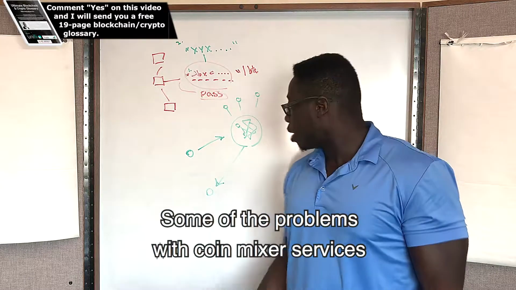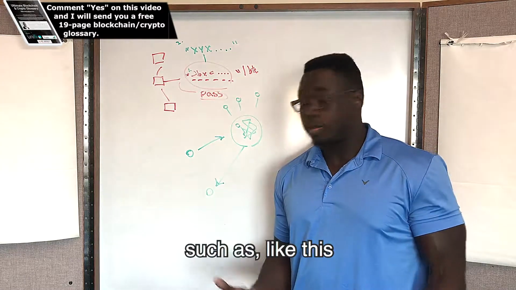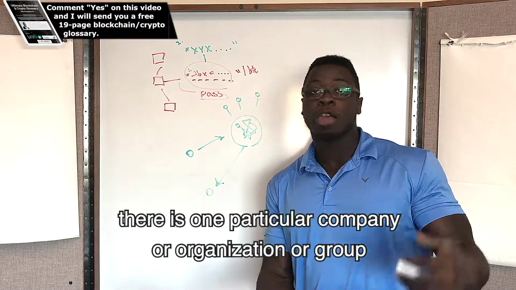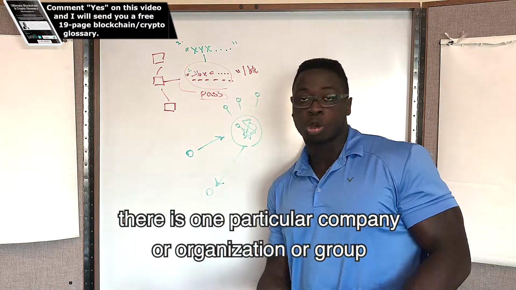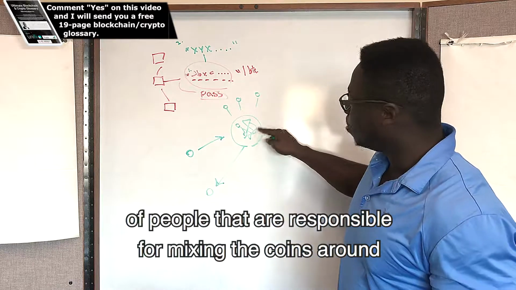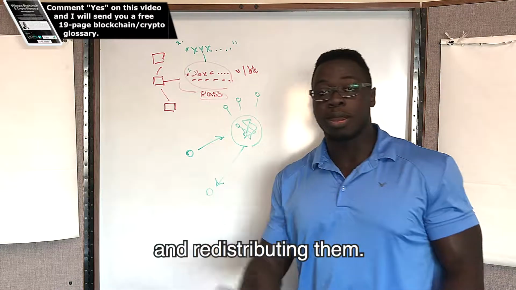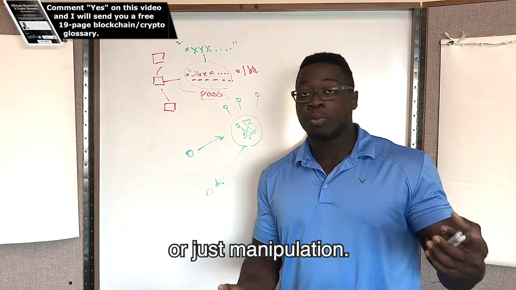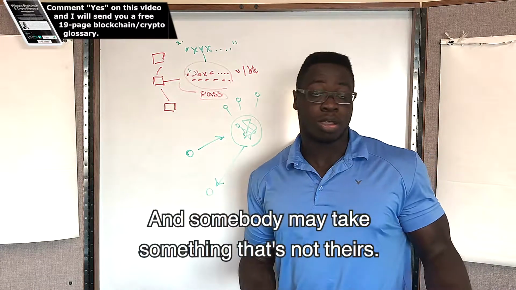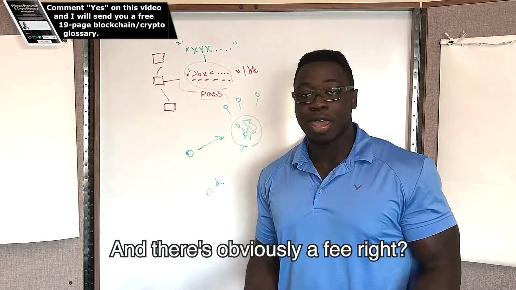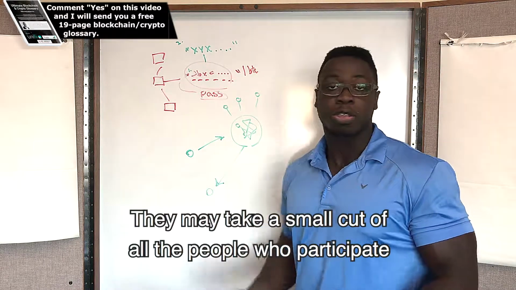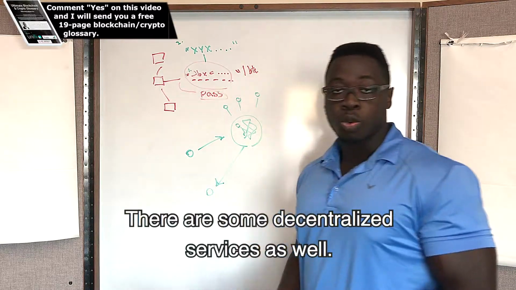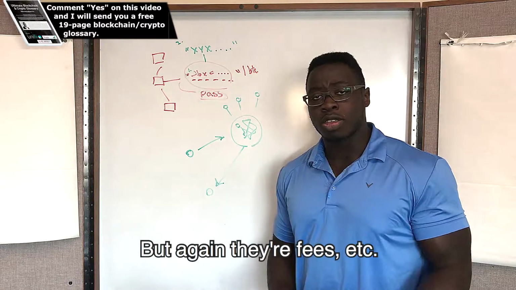Some of the problems with coin mixer services such as this is that they are centralized. By centralized, I mean that there is one particular company, organization, or group of people that are responsible for mixing the coins around and redistributing them. And there is an opportunity for human error or just manipulation. Somebody may take something that's not theirs, and there's obviously a fee, right? They may take a small cut of all the people who participate in the mixing service. There are some decentralized services as well, but again, there are fees, etc.